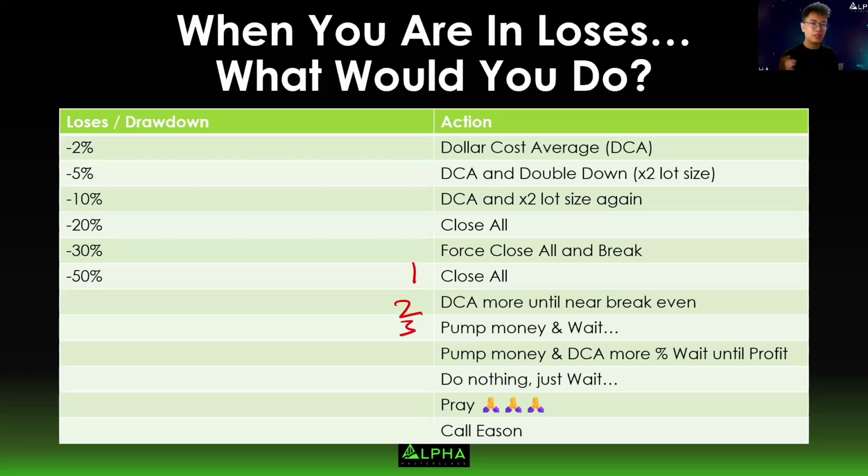Number 3, continue to pump in more money, pump in more money, and just wait. And number 4, pump in more money, pump in more trades, until profit only then you close. Right? And number 5, just do nothing and wait for it. Number 6, pray. Pray that everything will be good. Or you can take your phone and shake it. Maybe you can shake until the market falls for you. Or 7, take a call to me.